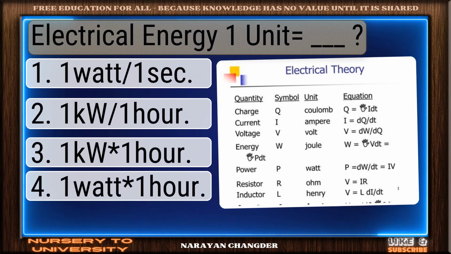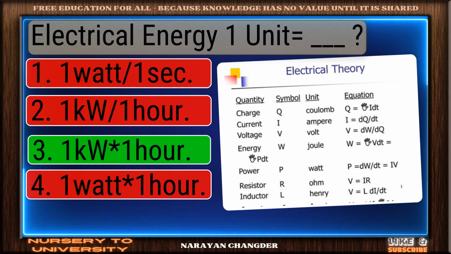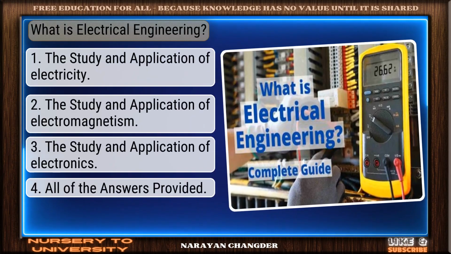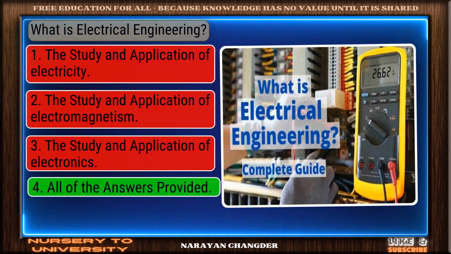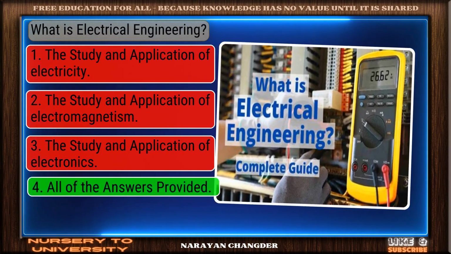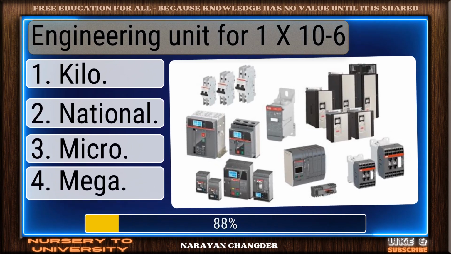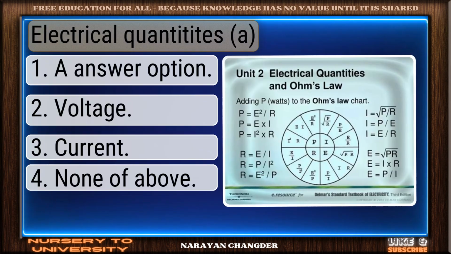Electrical energy 1 unit equal to dash. On track. 1 kWh is the correct answer. What is electrical engineering? Strong choice. All of the answers provided is the right answer. Engineering unit for 10^-6. Smart move. Micro is an accurate answer.